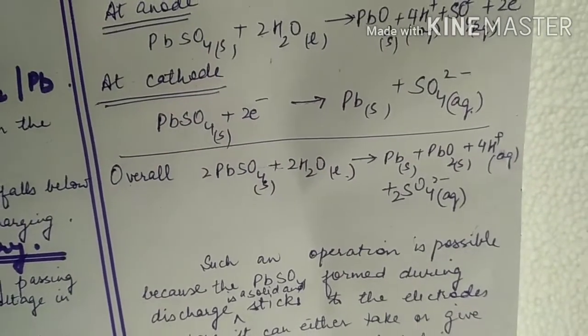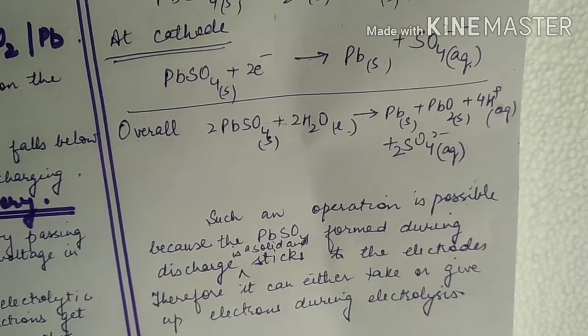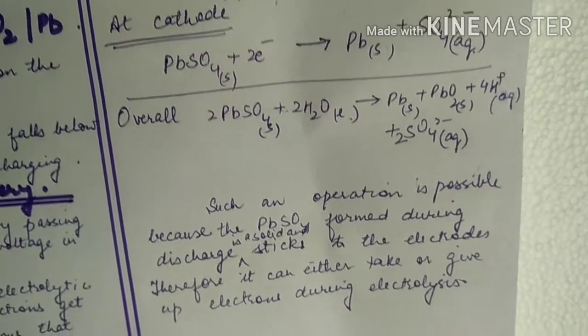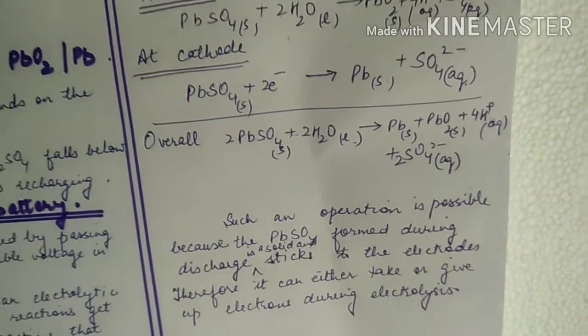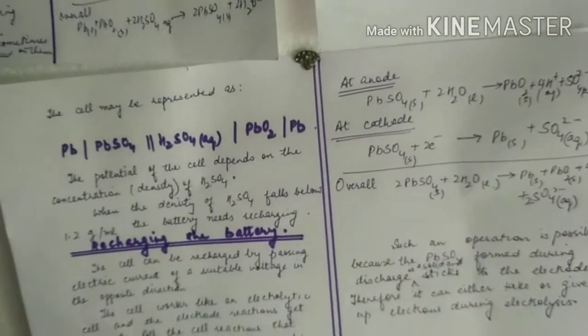Such an operation is possible because the lead sulfate that is formed on the electrodes is a solid and sticks to the electrode, so it can either take or give electrons during electrolysis.